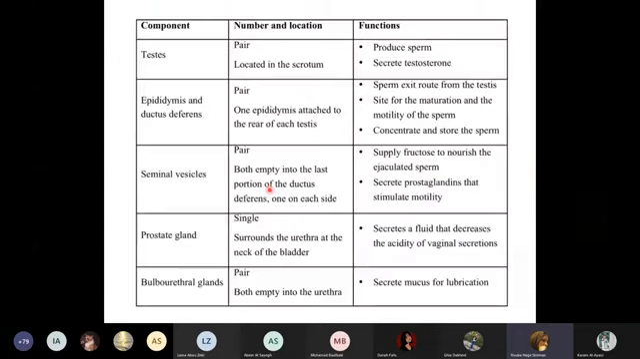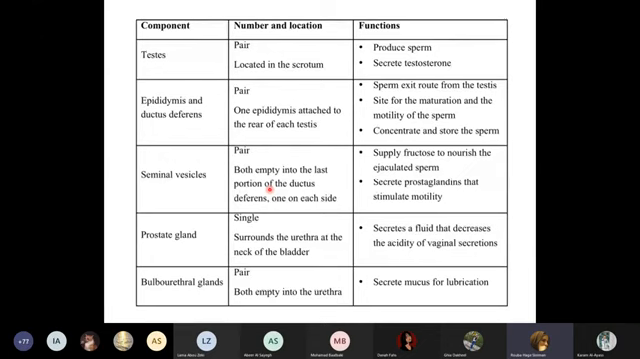Okay, so that's all for this chapter. I will go over the tables to recapitulate, and then I will take all your questions. This table inside your book summarizes the different components of the male reproductive system.